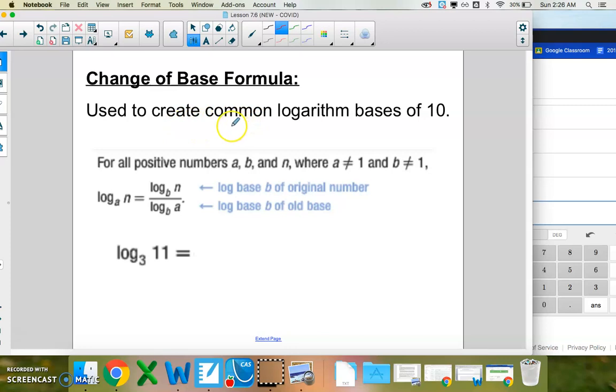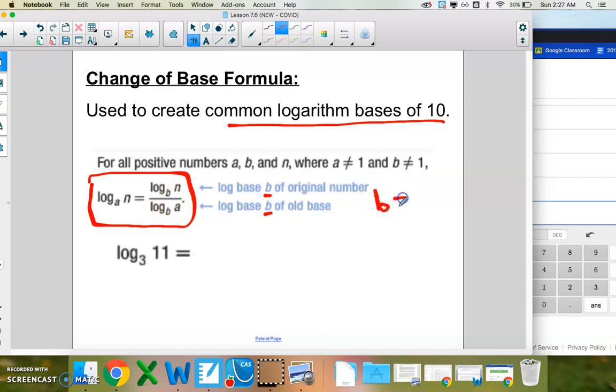What it's going to do, though, is it's going to change all of them to have a base 10. So the little rule of thumb is right here. If you have log base a of n, it's equivalent to log base b of n over log base b of a. So b is the new base, and in this case that number is going to be 10. So they're going to have common bases, and that b value is going to equal 10.